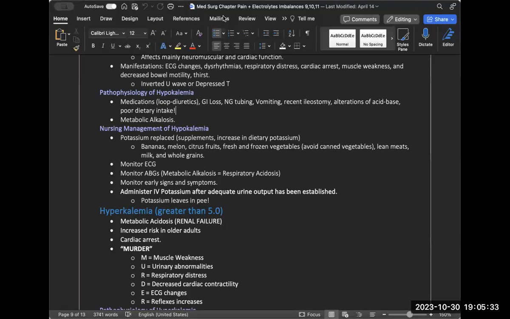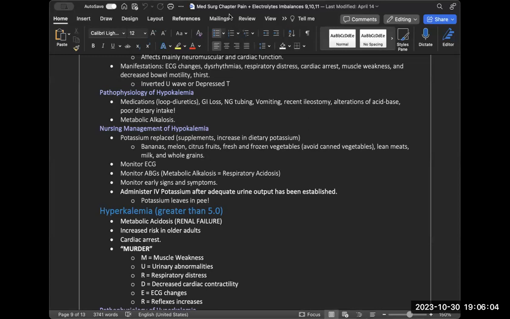Take in your whole grains, your milk, lean meats, and your fresh or frozen vegetables, never canned vegetables because they're really high in salt, okay? EKGs, that is your most important thing. Also, you don't want to give potassium until after urine output is established because potassium leaves in the urine. So if for some reason we're giving them potassium and then their levels get too high and they can't really pee, then that's going to be a problem.